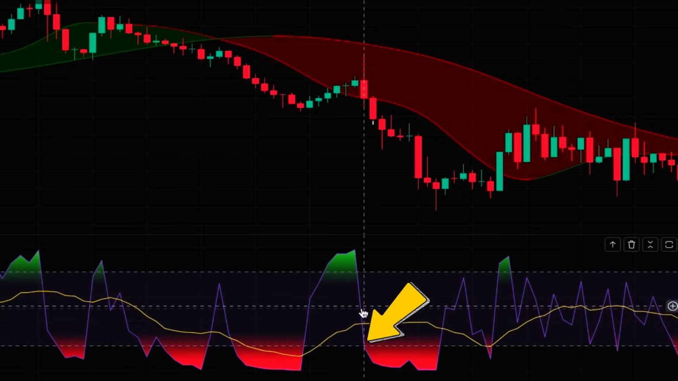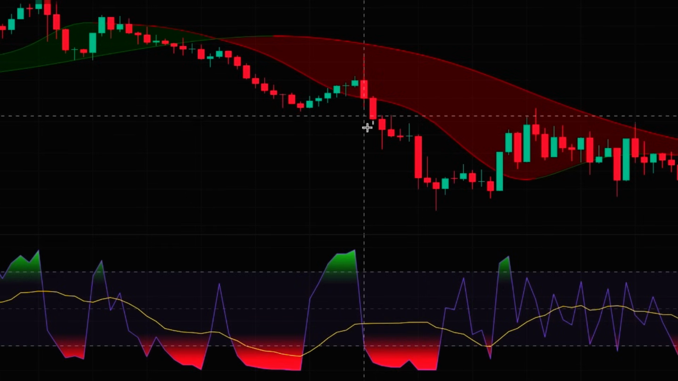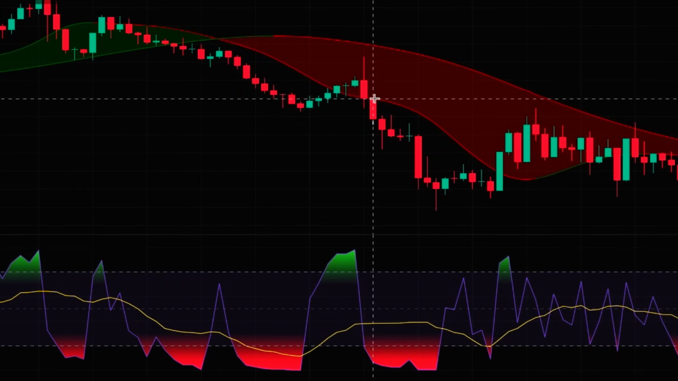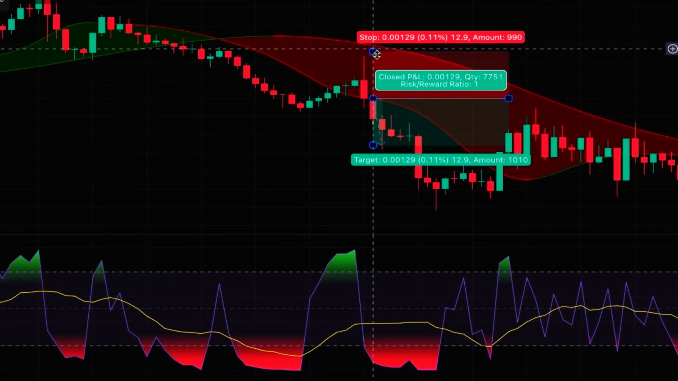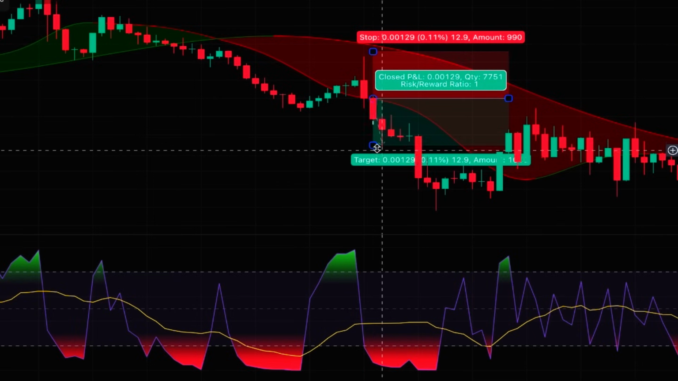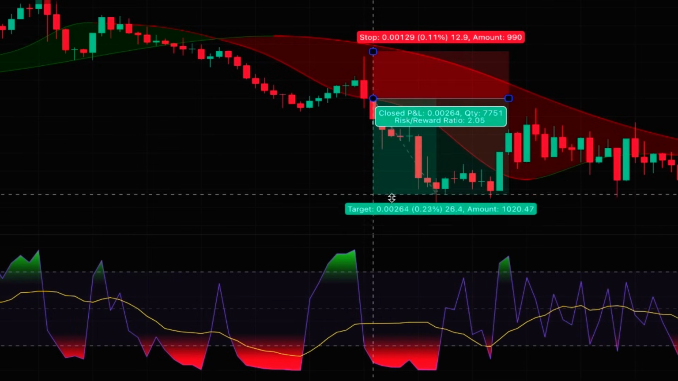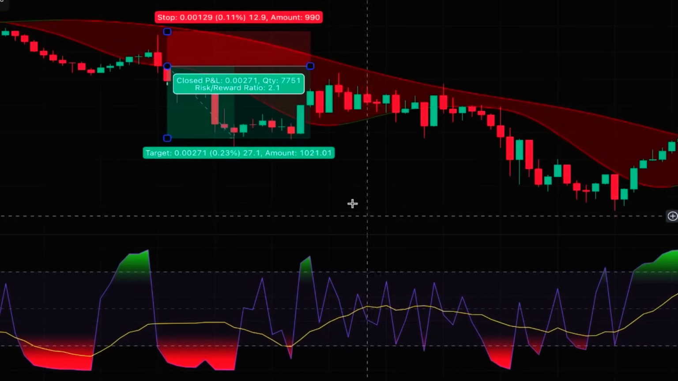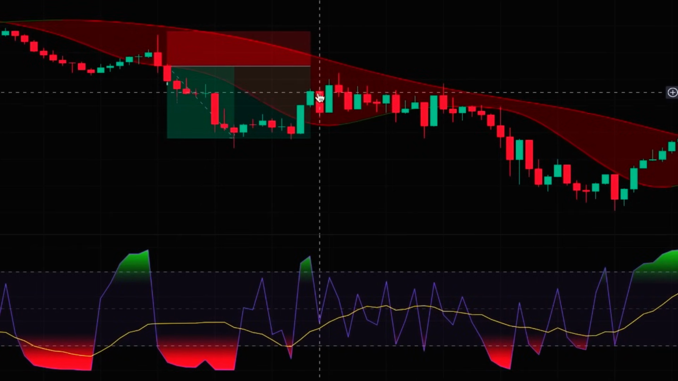We wait for the RSI line to close below its moving average line, which happened here at this point. So when this candle is closed, we have a confirmed sell signal, and in practice we could enter a short position at this point with the stop loss above the previous swing high and a profit target at a risk to reward ratio of 2.